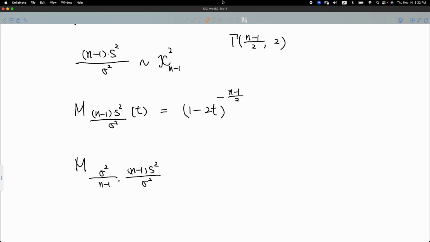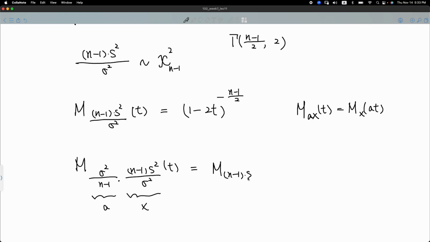And then here we can use the property of the moment-generating function, which is that the moment-generating function for aX is equal to the moment-generating function of the random variable X, but with the a multiplied into the variable t. This is the property we are going to use to find the moment-generating function for S squared. So you can think of this as the constant a, and this as your random variable X, and this is a function of t. Then this is equal to the moment-generating function of (n-1) S squared over sigma squared, but the t has to be multiplied by the constant that we introduced.